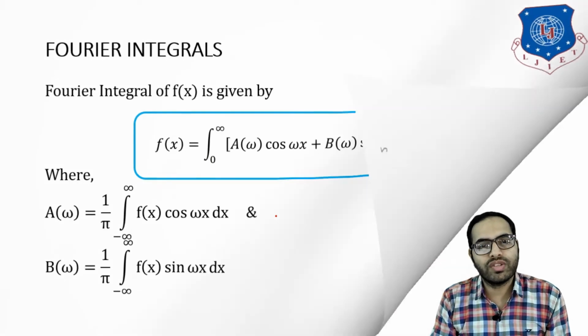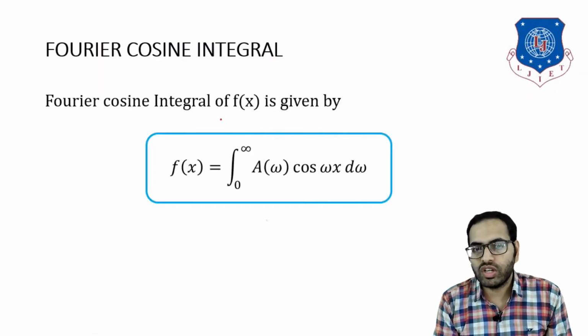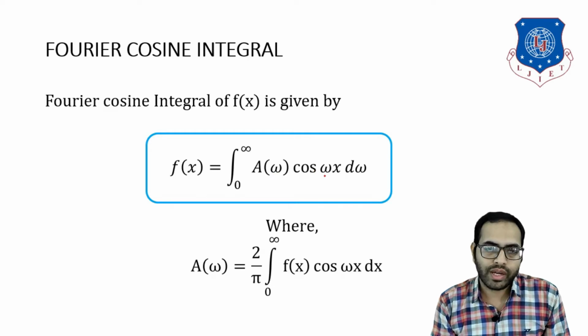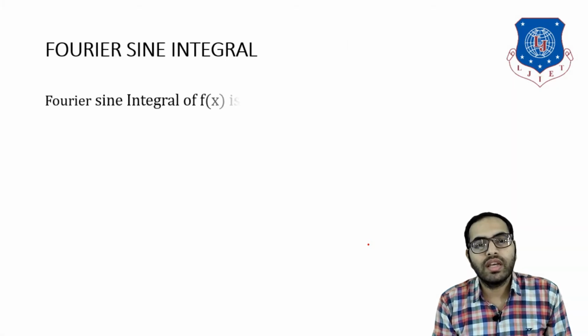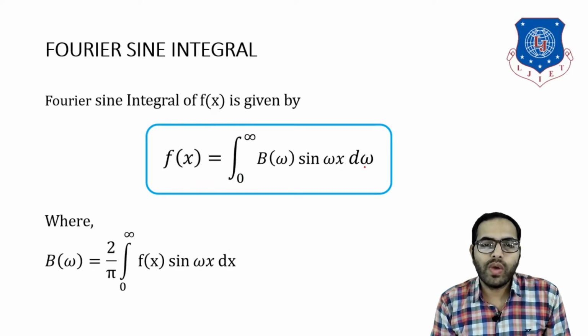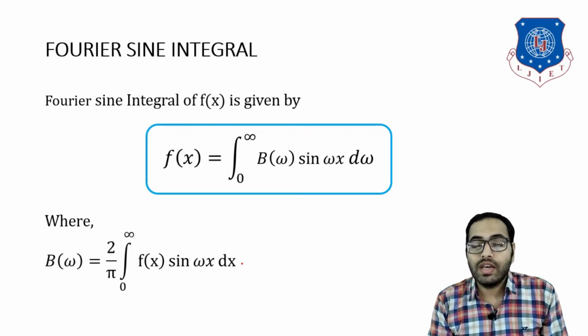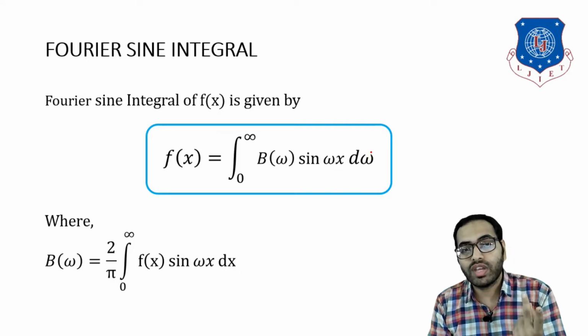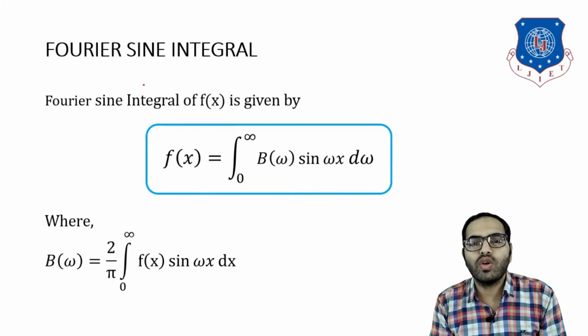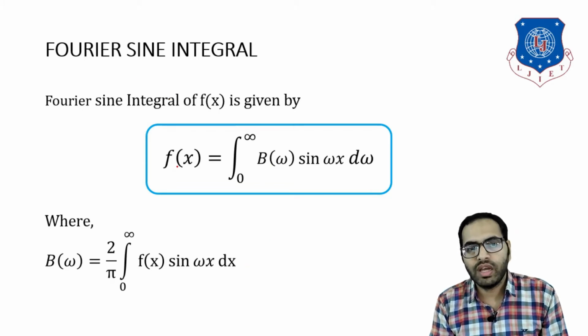Let's move on to the Fourier cosine integral. The Fourier cosine integral of the given function is represented by f of x equal to integral 0 to infinity a of omega cos omega x d omega, where a of omega equals 2 by pi integral 0 to infinity f of x cos omega x dx. Now the Fourier sine integral is given by f of x equal to integral 0 to infinity b of omega sin omega x d omega, where b of omega equals 2 by pi integral 0 to infinity f of x sin omega x dx. Basically we have three methods: Fourier integral, cosine integral and sine integral. In the cosine integral, we just find the value of a of omega. In the sine integral, we just find the value of b of omega and substitute it in the Fourier integral formula.